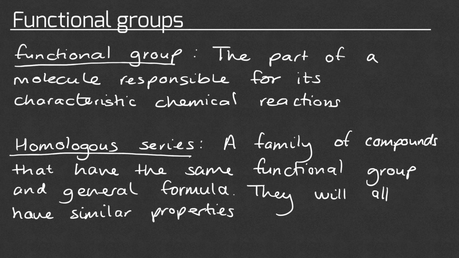A homologous series is a family of compounds that have the same functional group and general formula, and we'll look at what a general formula is in a moment, and they'll all have similar properties. So you'd expect any kind of molecule which is an alcohol to have similar properties and reactions. You'd expect any molecule which is an alkene to have similar properties and reactions. So we can call a group of molecules with the same functional group a homologous series.